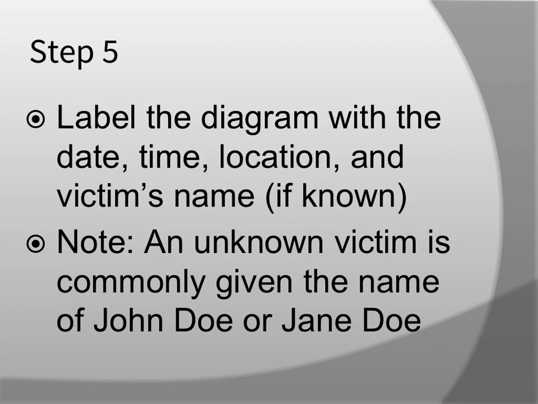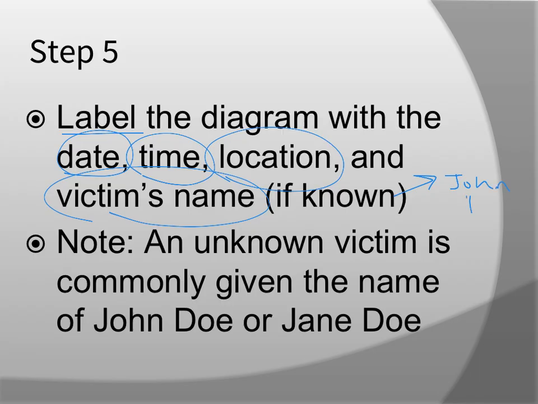The next thing is that you want to make sure that you label the diagram with these things, including the date, the time, location, and victim's name if it's known. If it's not known, then we'll always just revert to John Doe or Jane Doe. One of those two. That's usually the standard name for anyone who we are not sure who they are or what their identity is. So again, John or Jane Doe.